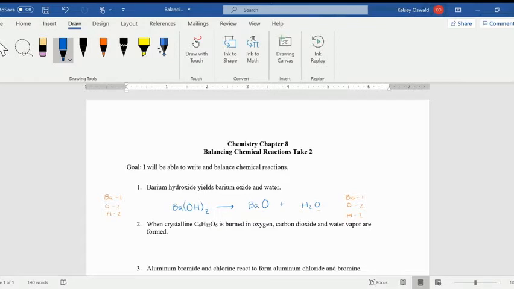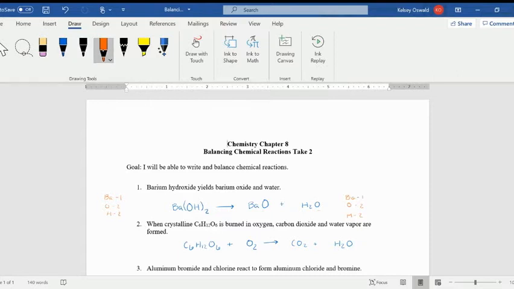Okay, so looking at the next one, we have C6H12O6 is burned in oxygen. That means it is reacting with the oxygen in the air. Remember, when we have oxygen, that's going to be a diatomic element. So whenever oxygen is by itself, it's always going to be O2. And it tells us we are going to form carbon dioxide, which we know is CO2, and water vapor. Water vapor is still just water, H2O, just in a gaseous form.